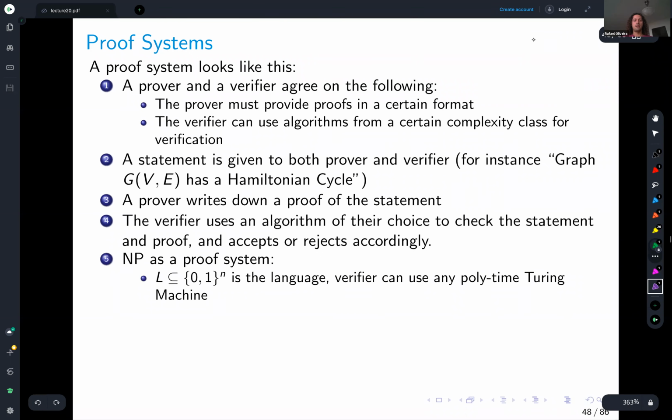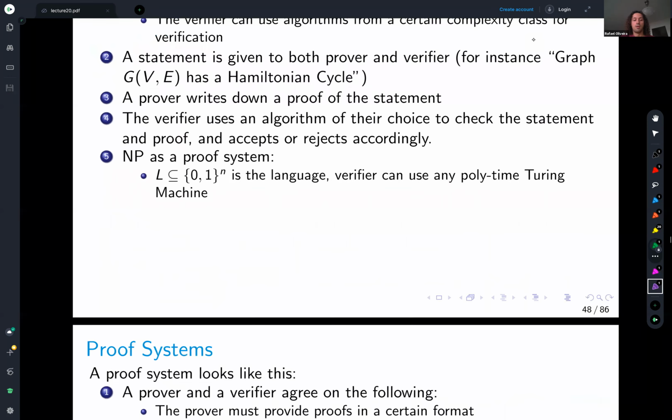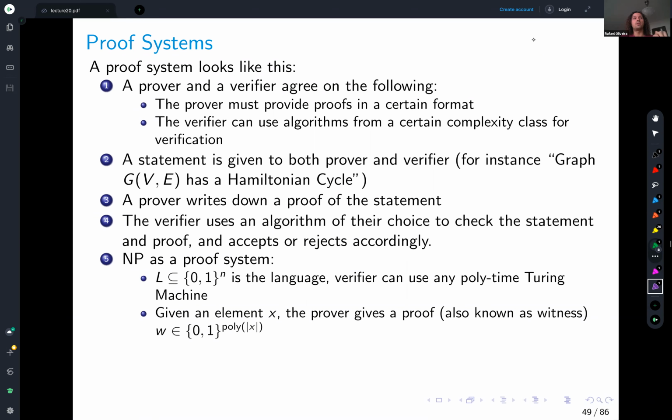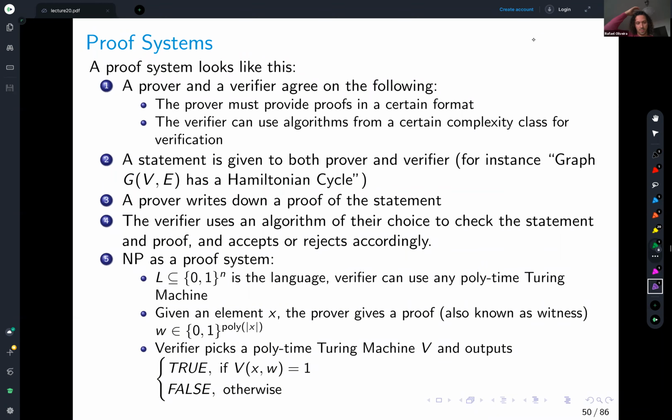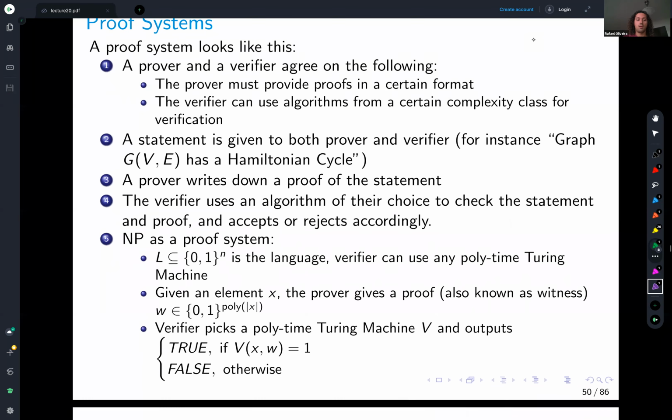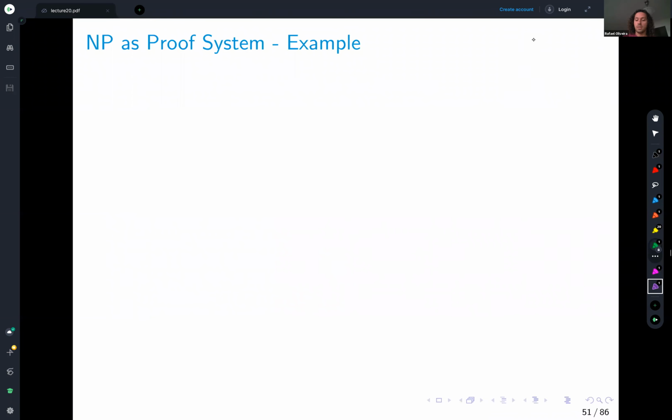Okay. So then, again, just as we defined, L is in the language, and the verifier can use any polynomial time Turing machine. Given an element x, the prover needs to give you a proof of polynomial size. That's all. This is the requirement. And then you can see NP as a proof system. Because the verifier will pick an algorithm beforehand, one algorithm that has to work for all inputs. All right. So this is what we discussed already.